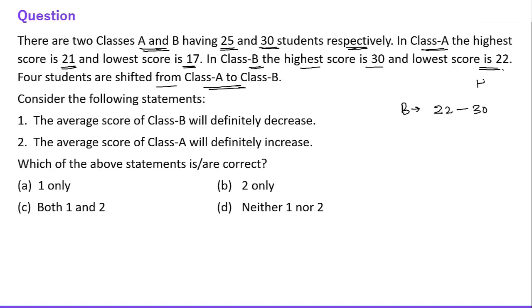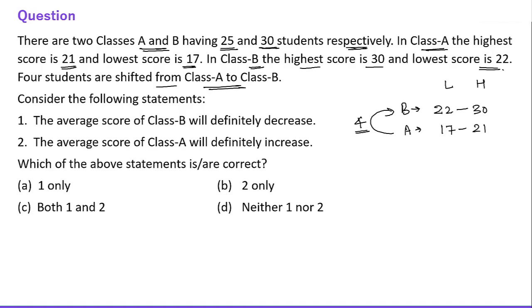30 is the highest and 22 is the lowest. And in class A, 17 is the lowest and 21 is the highest. Fine. So four students are shifted from class A to class B. Right, four students are shifted from class A to class B.